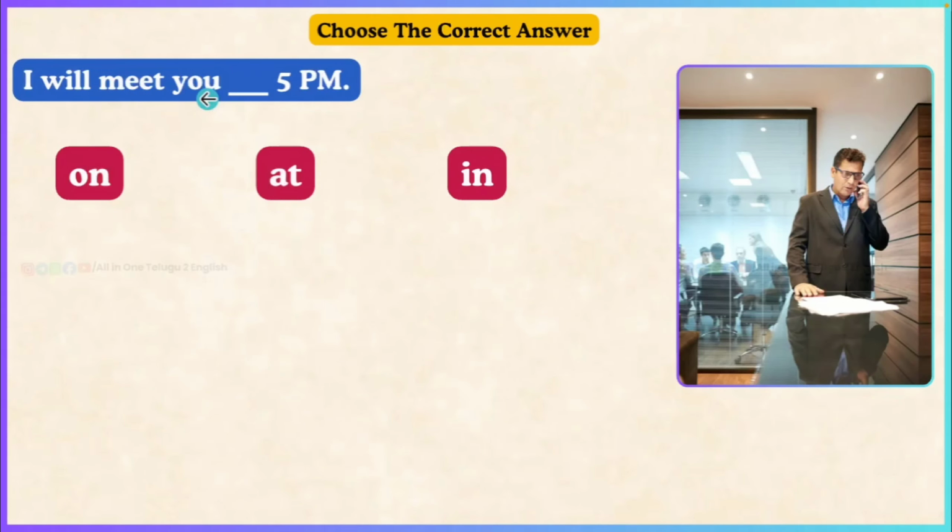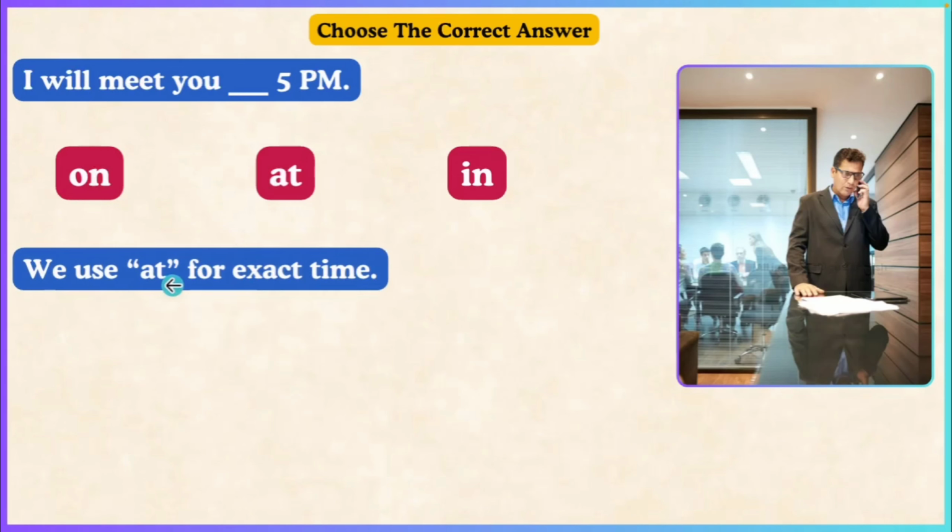I will meet you on 5 pm. I will meet you at 5 pm. I will meet you in 5 pm. We use at for exact time. 5 pm is the exact time. So, I will meet you at 5 pm.